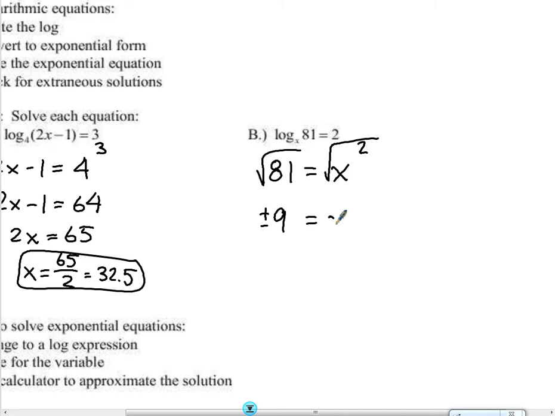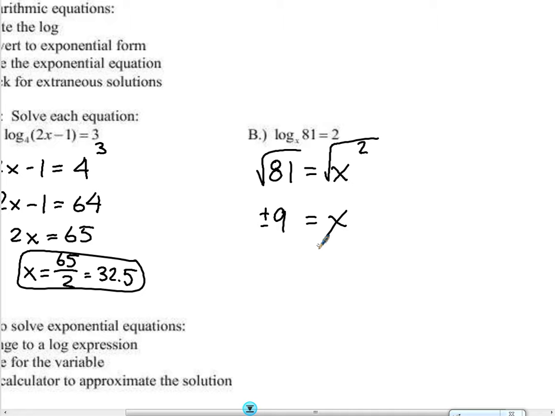Okay? Why can't I have a negative 9 as my value for x? Any reason why? It would be negative, so negative 9 squared, but the negative would not be equal to 9. So it would be 9 squared. If I plug that back into the original log function, I'm pretty sure my base of my log can't be negative.